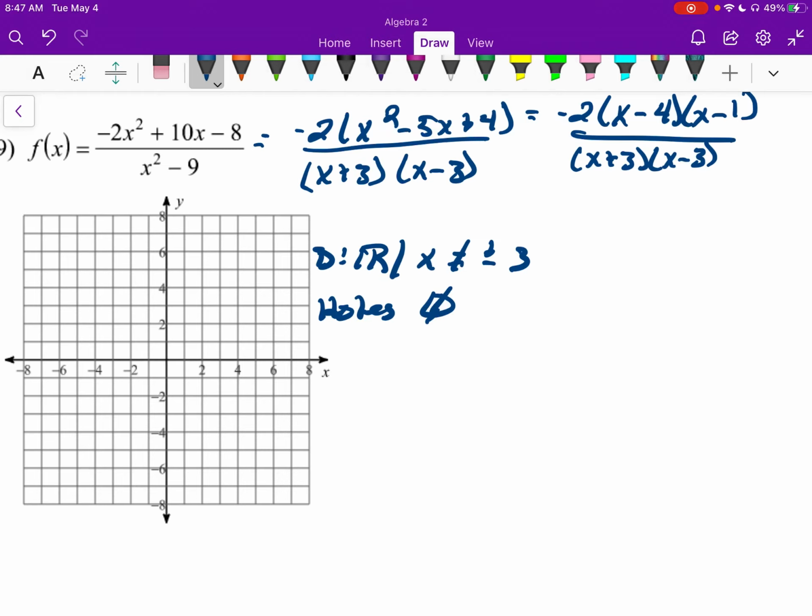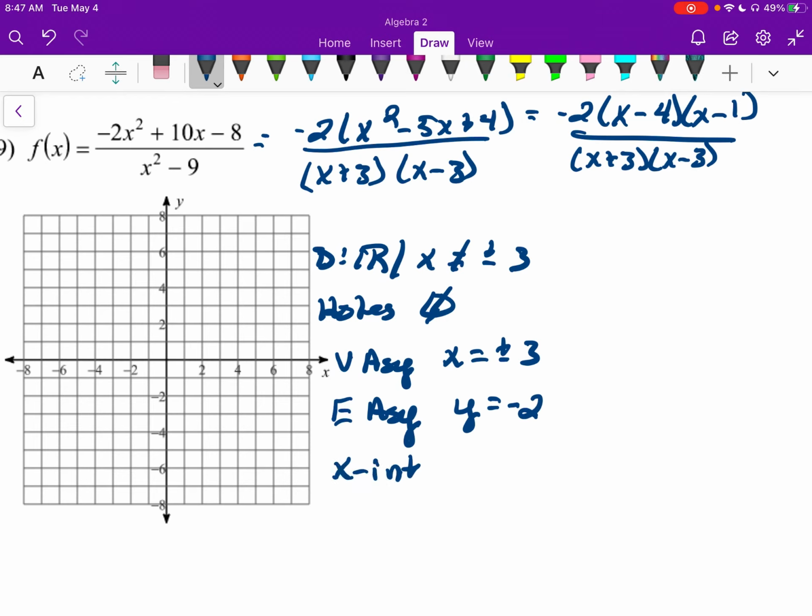Next up is vertical asymptote. That'll be at x is plus and minus 3. I'm just going to write it shorthand, plus or minus. And an end asymptote, we're going to have one of those at y equals -2. Lastly, our x-intercepts, we'll have one at 4 and 1.